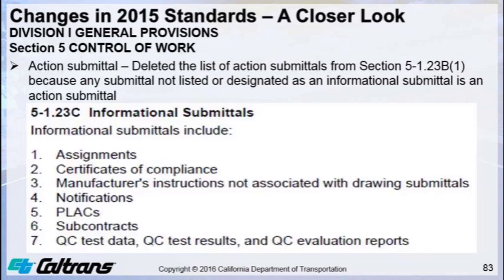Let's go down and look through what are informational submittals that are specified. So Section 5-1.23c informational submittals include assignments, certificates of compliance, manufacturer's instructions not associated with drawing submittals, notifications, plaques, subcontracts, QC test data, QC test results, and QC evaluation reports.